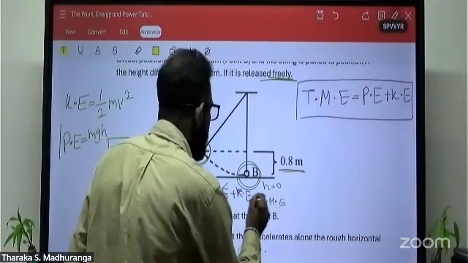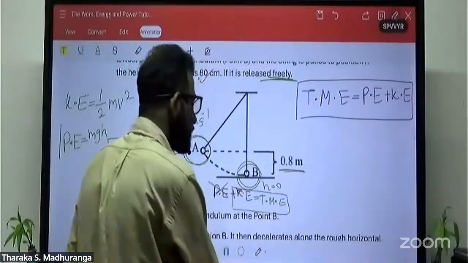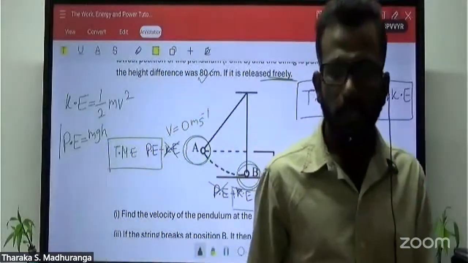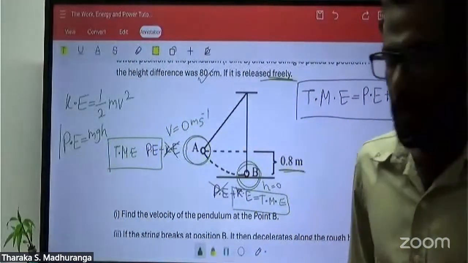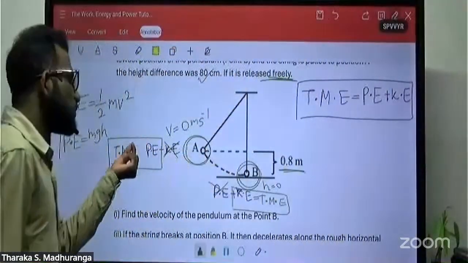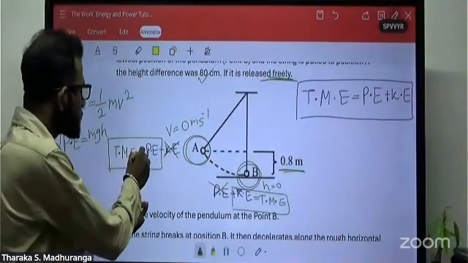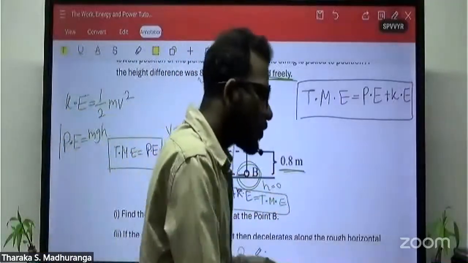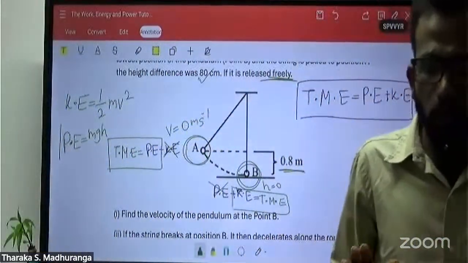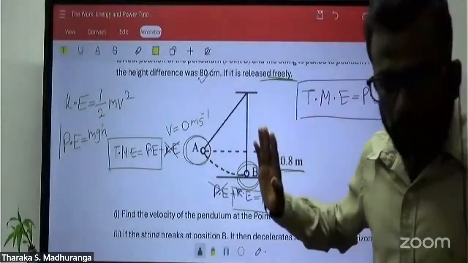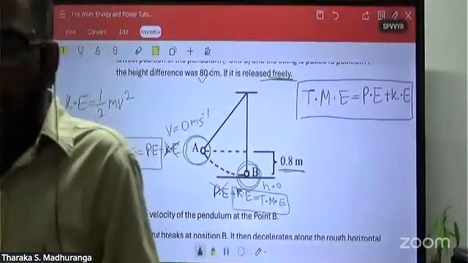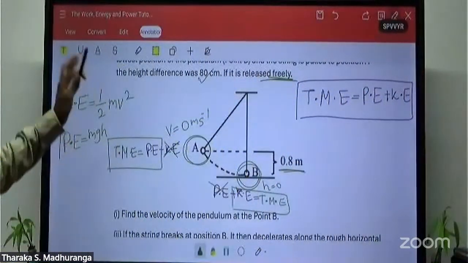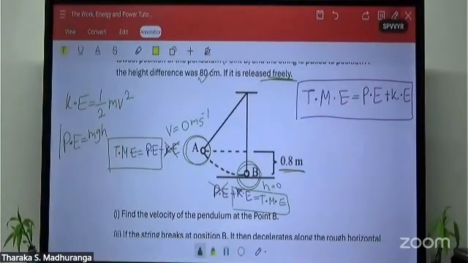Okay, can you realize up to now? Then the calculation is very simple. The total mechanical energy at point A is totally equal to the potential energy. The total mechanical energy at point B is totally equal to the kinetic energy. Can you follow up to now? Then the calculations are very simple. That's the understanding part.